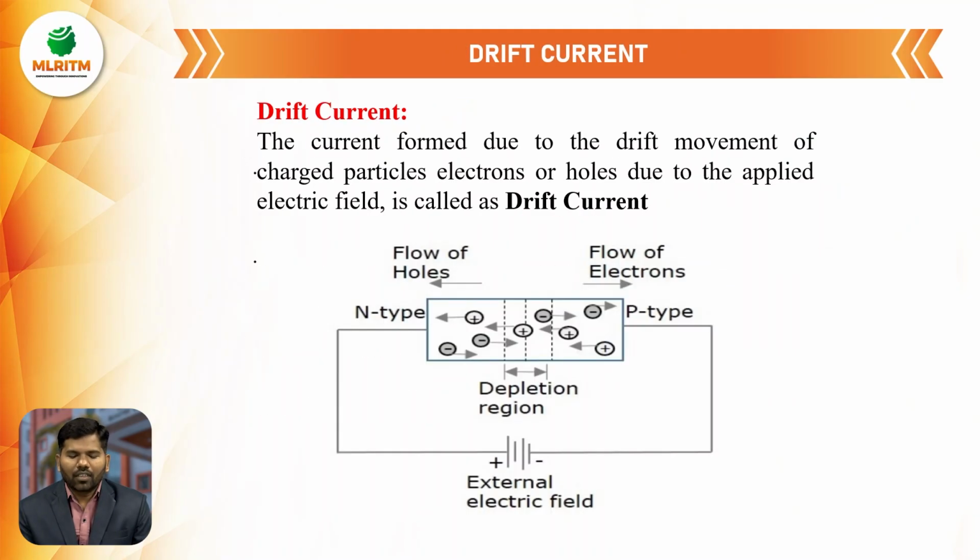Next, drift current. This is the current formed due to the drift movement of charge particles. By applying some external electric field, electrons and holes move from one place to another. Electrons may move from the n side to the p side, or holes may move from the p side to the n side. This is called drift current. The drift current occurs by applying an external electric field.